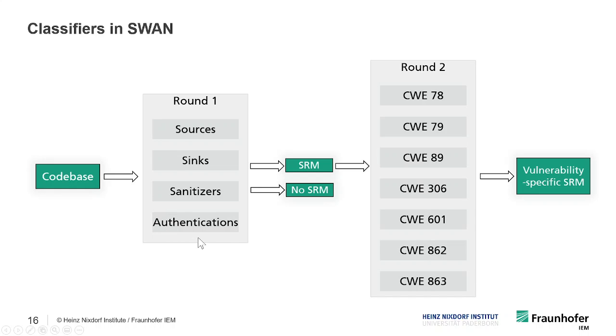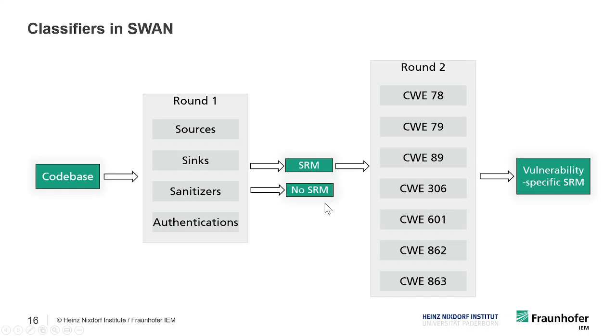So once the first round is finished, what we will get is several lists of security relevant methods. Everything that was classified as sources will be put in one list, as well as sinks, sanitizers, and authentication. And everything else that was not classified will be put in a different list, and we discard this information.